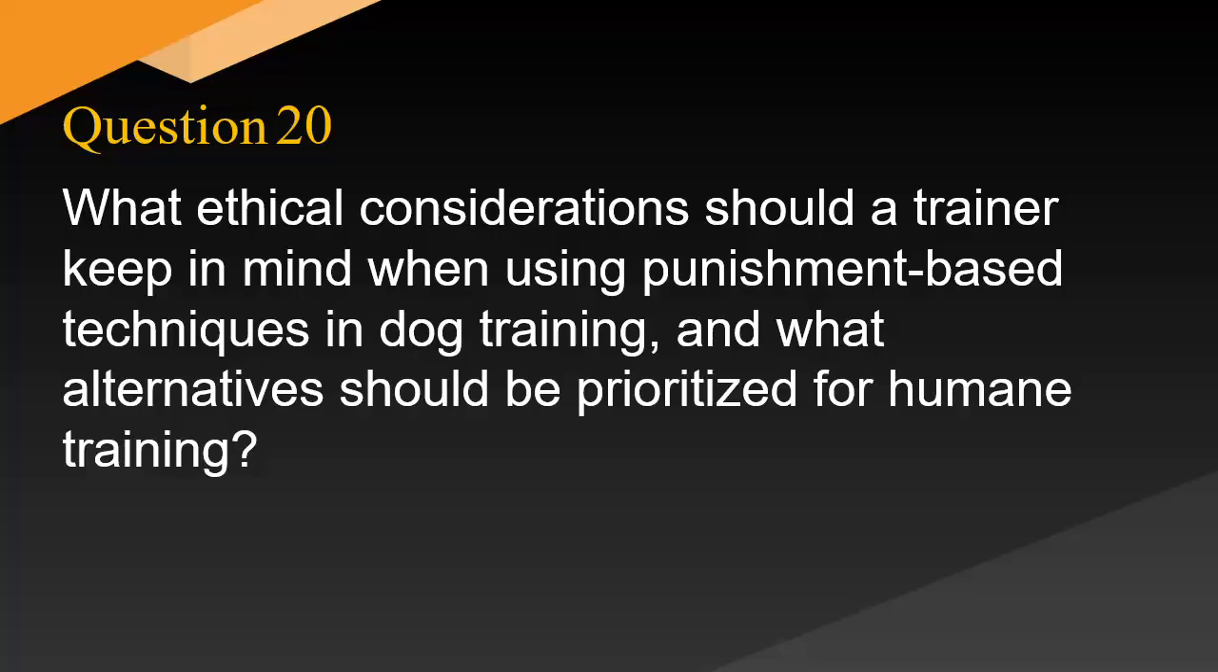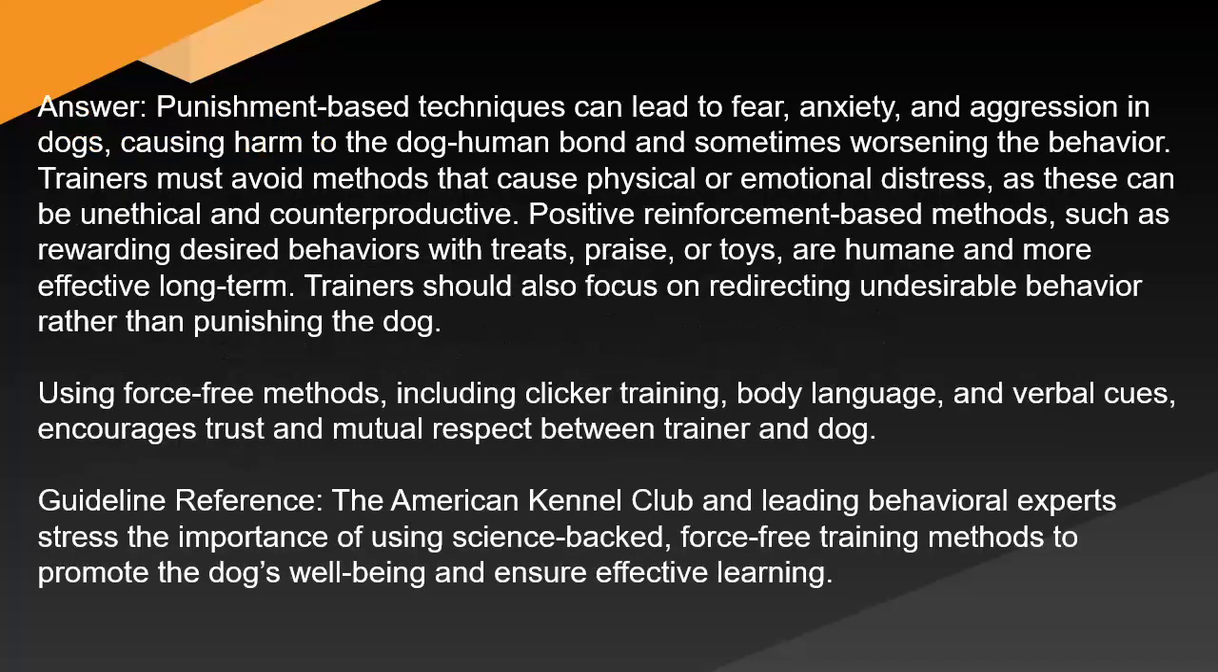What ethical considerations should a trainer keep in mind when using punishment-based techniques in dog training, and what alternatives should be prioritized for humane training? Answer. Punishment-based techniques can lead to fear, anxiety, and aggression in dogs, causing harm to the dog-human bond and sometimes worsening the behavior. Trainers must avoid methods that cause physical or emotional distress, as these can be unethical and counterproductive. Positive reinforcement-based methods, such as rewarding desired behaviors with treats, praise, or toys, are humane and more effective long-term.